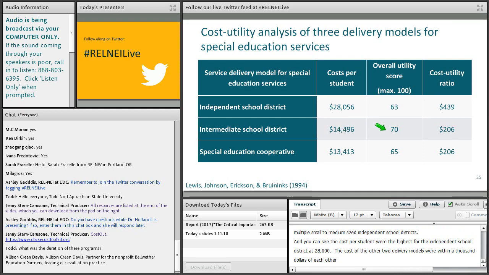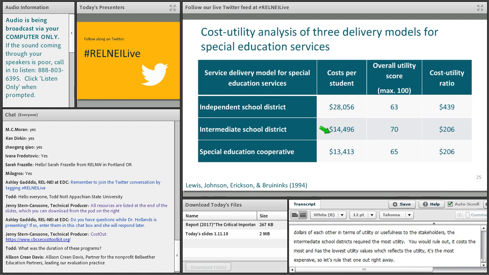In terms of utility or usefulness to the stakeholders, the intermediate school district provided the most utility. So just looking at these straight off the bat, you would probably rule out the independent school district. It costs the most and it has the lowest utility value, which reflects in the cost-utility ratio. It's the most expensive per unit of utility. So let's rule that one out right away.